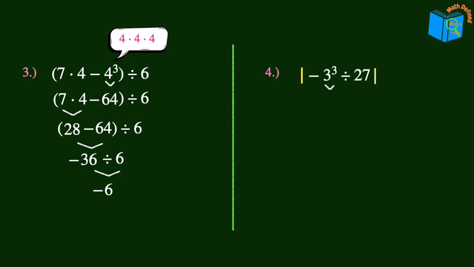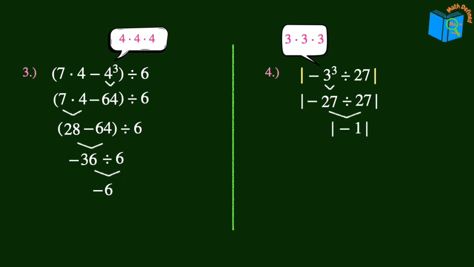The number 3 is next to the exponent of 3 with no parenthesis between them. So the base is positive 3, and we'll multiply it to itself 3 times to get positive 27, and we'll bring down the negative sign along with the rest of the expression. The last operation inside the absolute value bars that we need to complete is negative 27 divided by positive 27 to get negative 1. And then we need to get rid of the absolute value bars by making the negative 1 a positive 1.